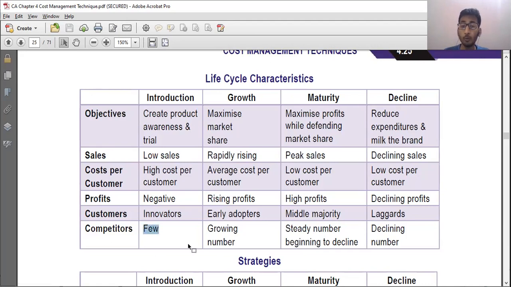Now the competitors would be few if you are having a new launch in the market, or the product which you are launching is not already available in the market.